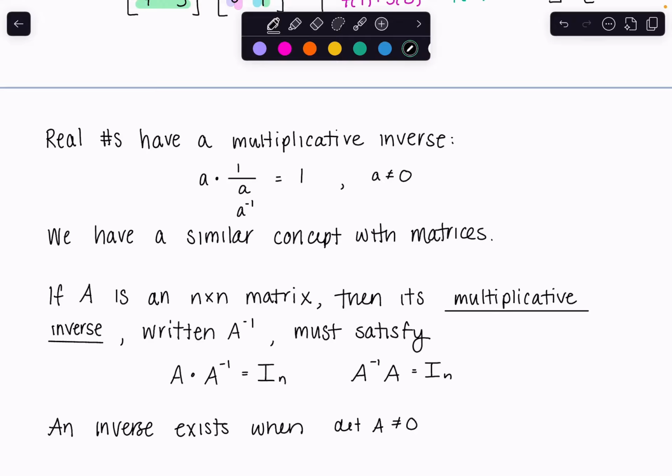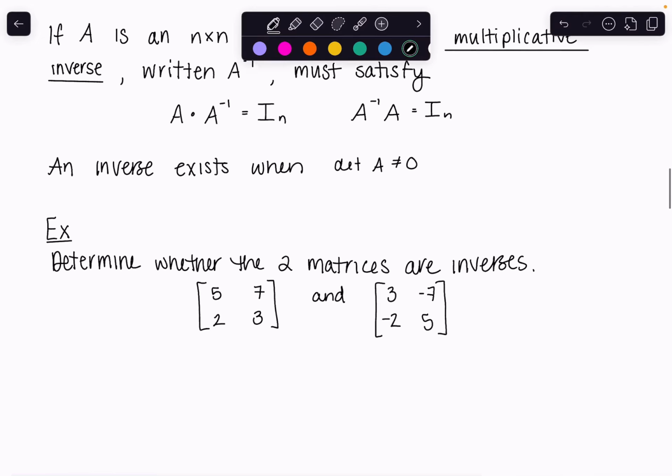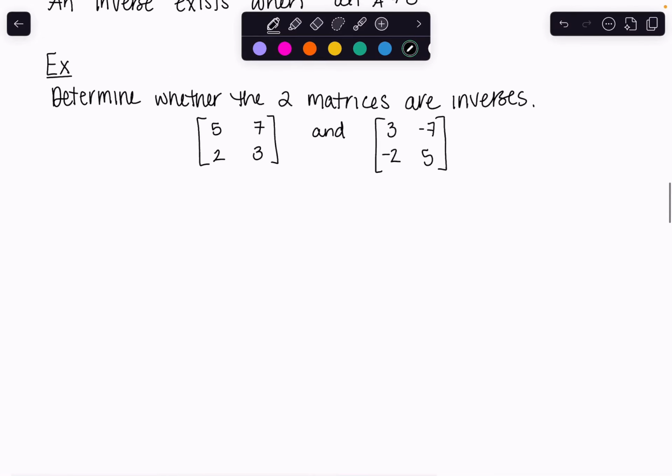Okay. All right, so let's do an example, and we're going to determine whether two matrices are inverses of each other, and then I'll go ahead and show you how to find the inverse of a matrix. So let's try this example. We're going to see if these are inverses. So again, I want to multiply them in both directions, and I want to see, do I end up with the identity? So let's start our multiplication just in the order that we're given.